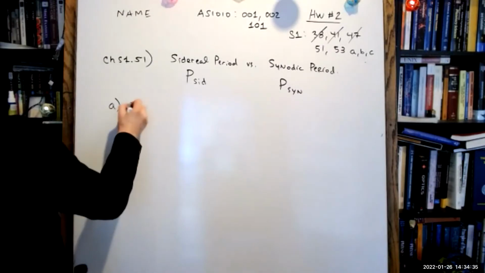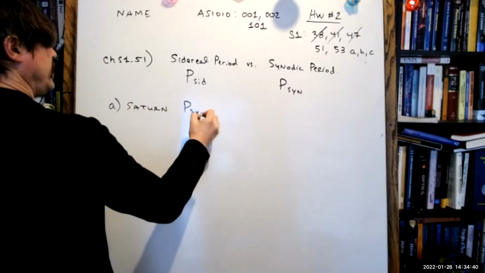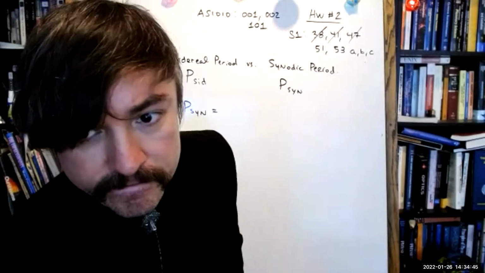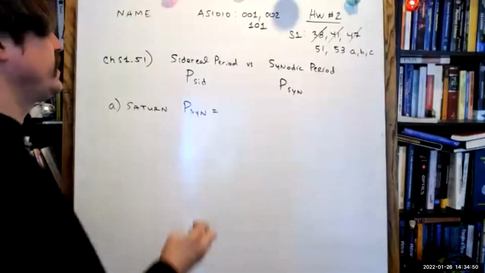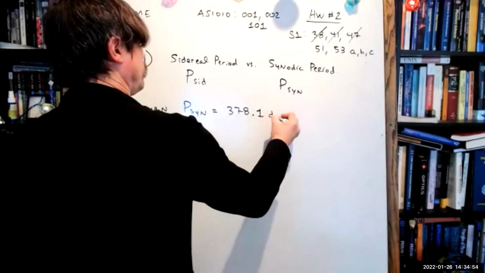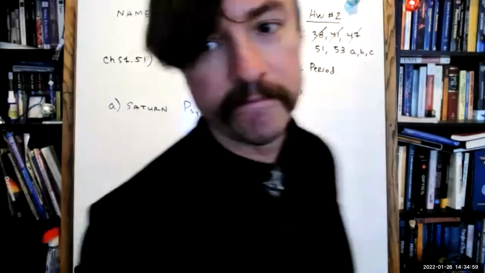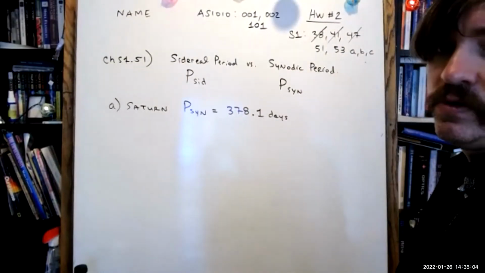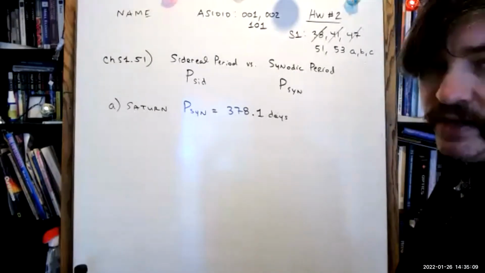A, Saturn. They give us a synodic period of 378.1 days. We cannot use 378.1 days because all units need to be in years. This sounds like a job for what technique? Dimensional analysis. Who said that? Michelle. Okay, Michelle, why don't you show them how it's done?